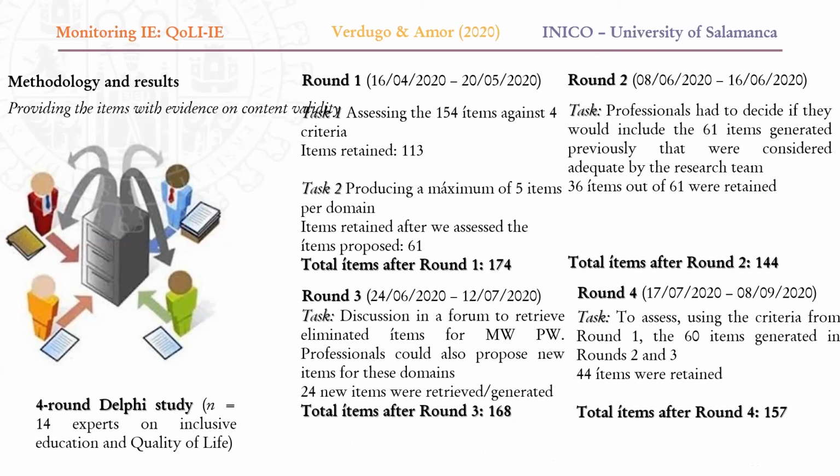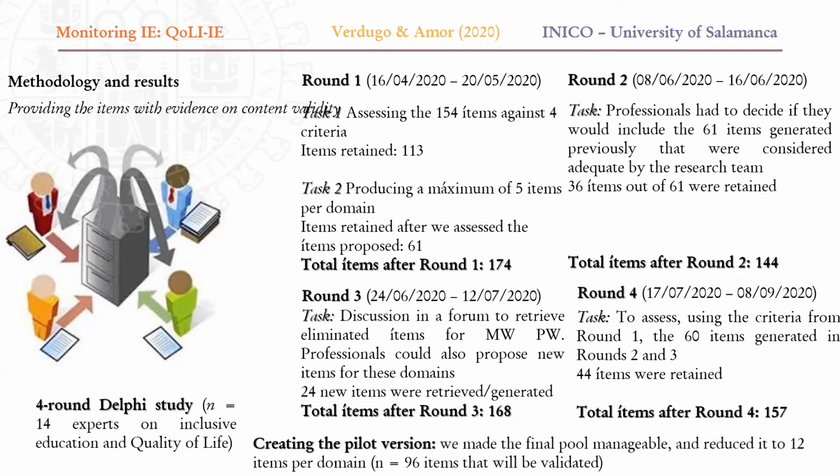At the very end, we had a total of 157 validated items, but this is not operative for developing a standardized instrument, so we made a final reduction of items, and we have a pilot version with 96 items that will be further validated to develop a quantitative assessment instrument.